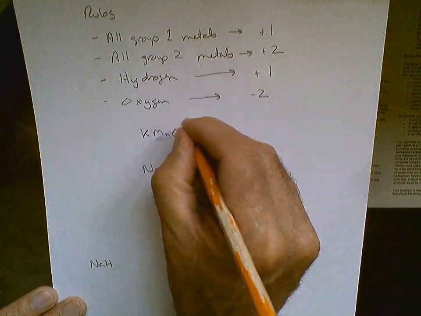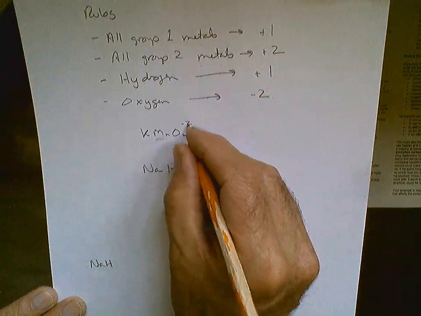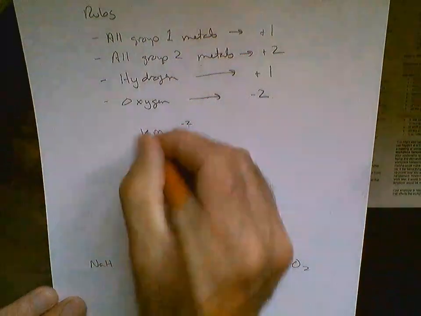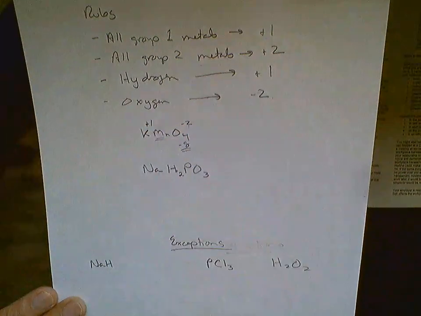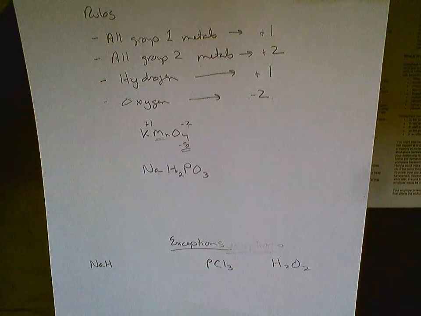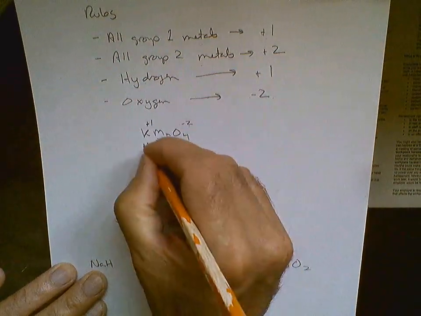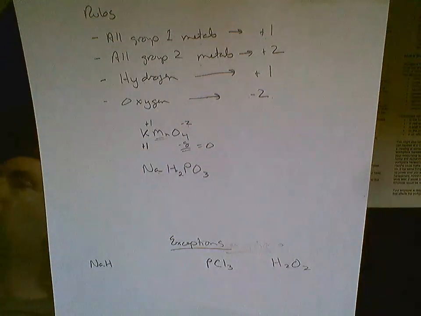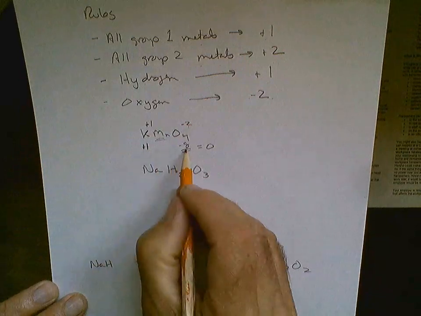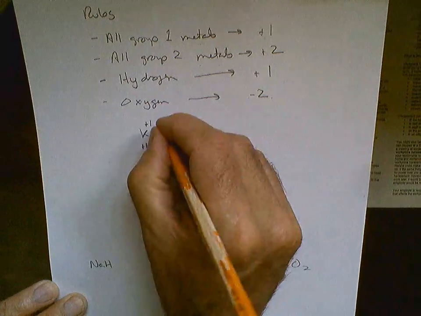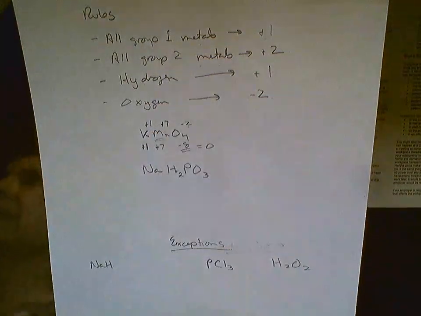Well, we know each oxygen is -2, so -2 times 4 is -8 altogether. We know that the potassium is a group 1 metal, so it's +1. All you gotta do is go on the periodic table. Potassium's in column 1. And there's only one of those, so that's +1. Now, everything has to add up to 0. So what that means is +1 plus -8, what will equal 0? +7. So that means the manganese is +7.